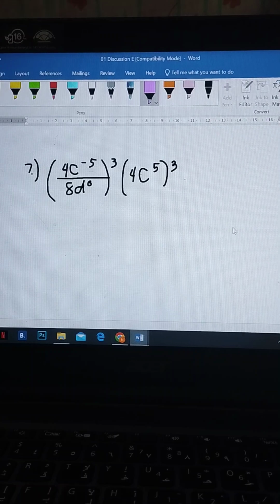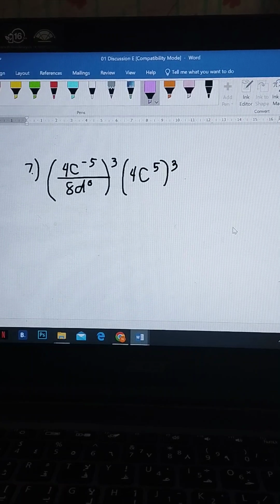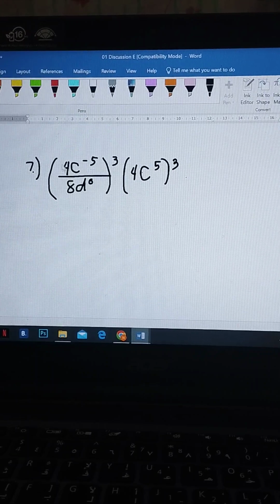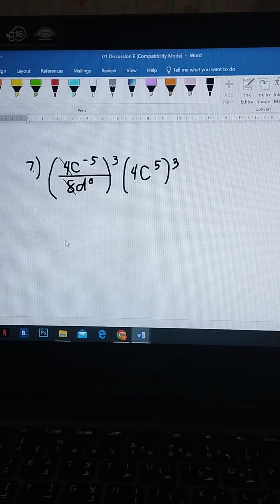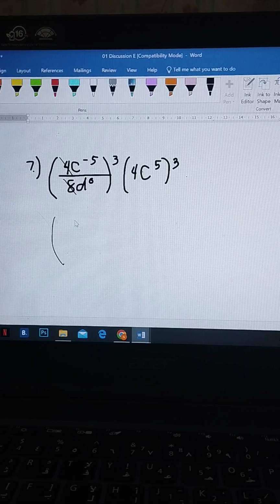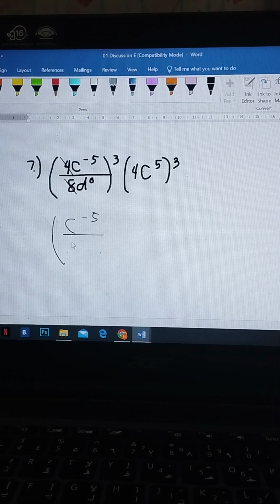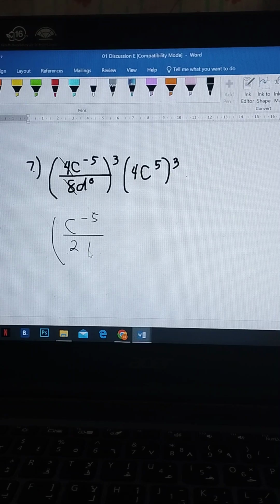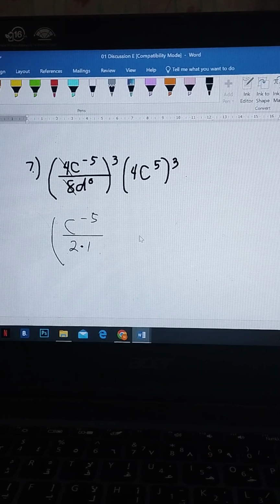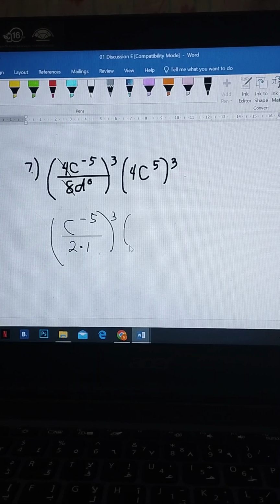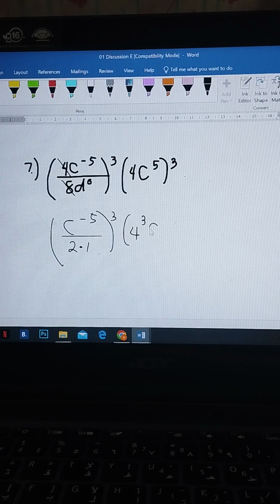Okay, so next, number 7. Okay, we may simplify first 4 over 8, that is 1/2. So c raised to negative 5 all over 2, while d raised to 0 is equal to 1. That becomes 2 times 1 raised to 3 times 4 raised to 3 c raised to 15.